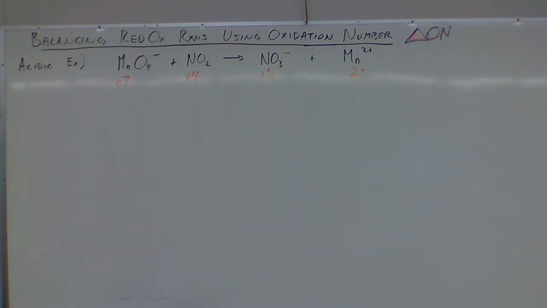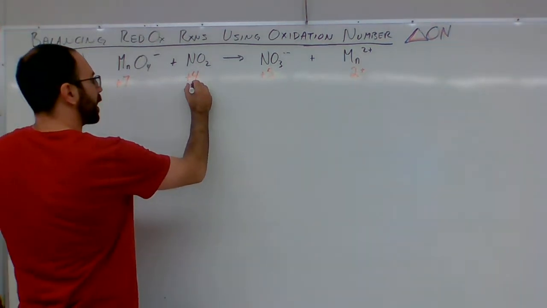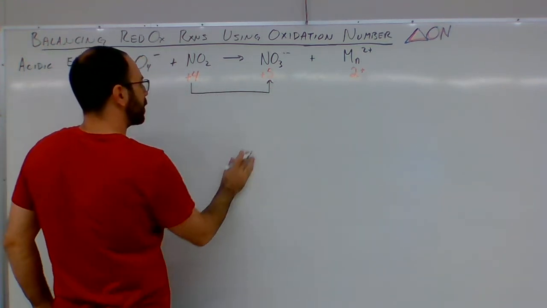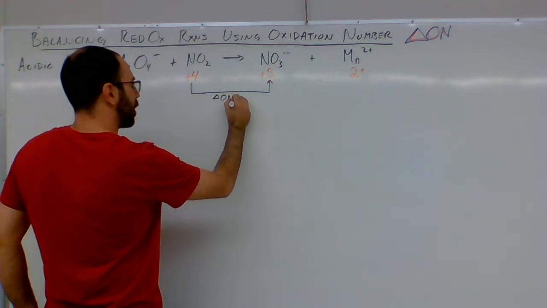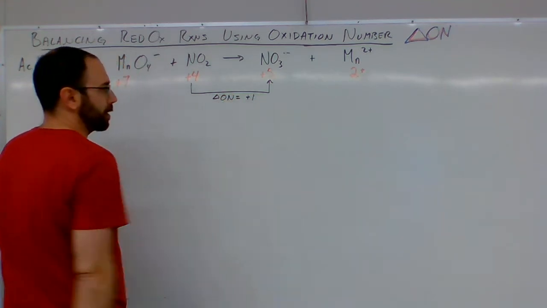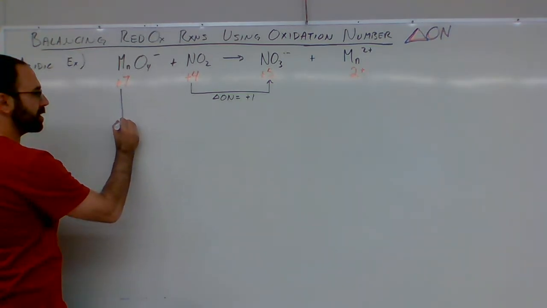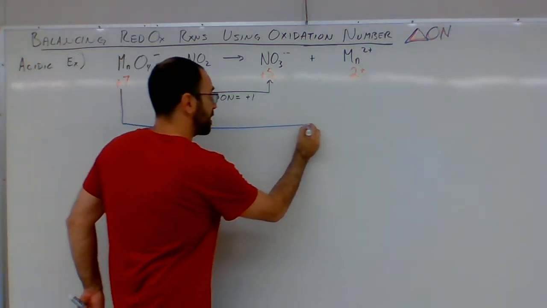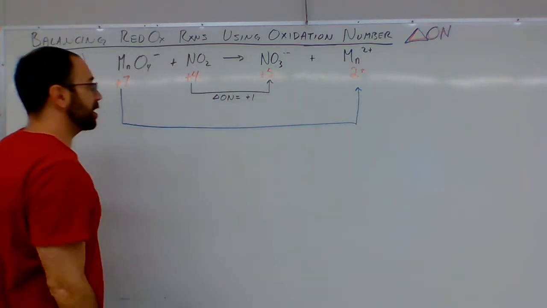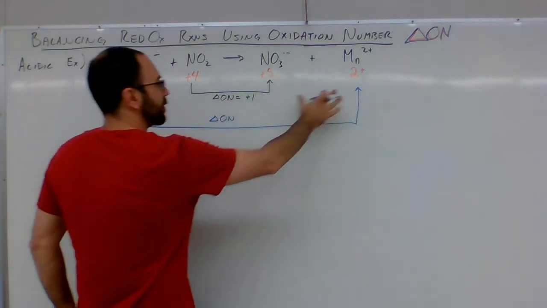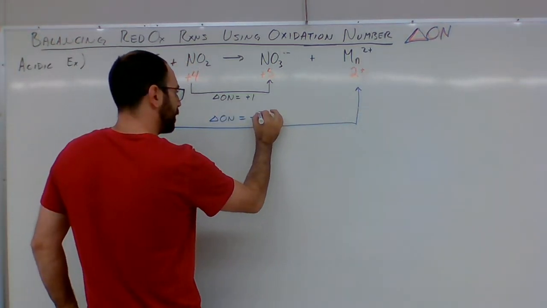So when we go to look at this delta ON, we've got a situation where we have a delta oxidation number equal to +1. It's the change in oxidation number. We go up by 1. Whereas when we're looking at this manganese, going in this direction, our delta ON is going from a +7 to a +2, so that's a -5.